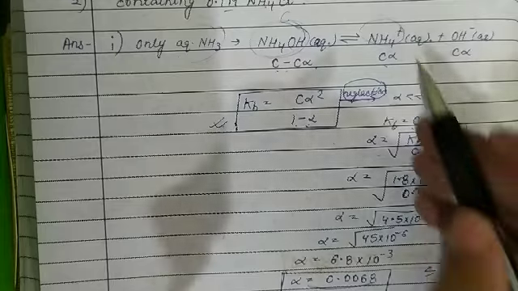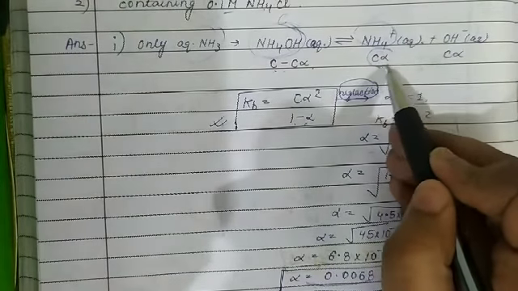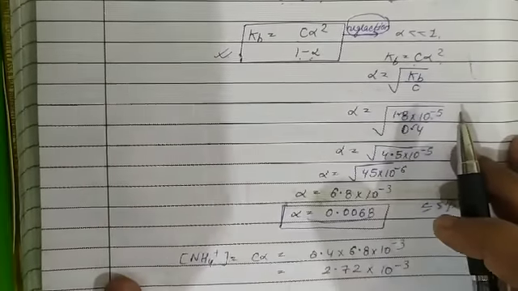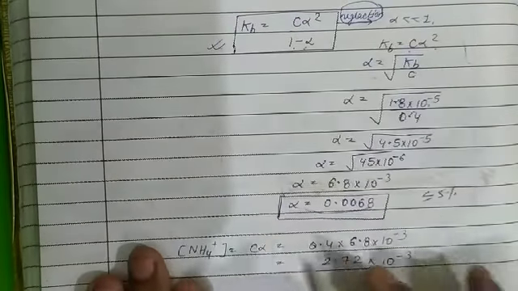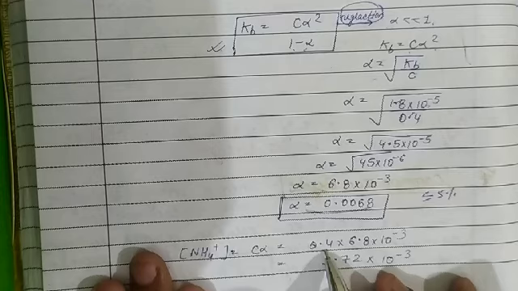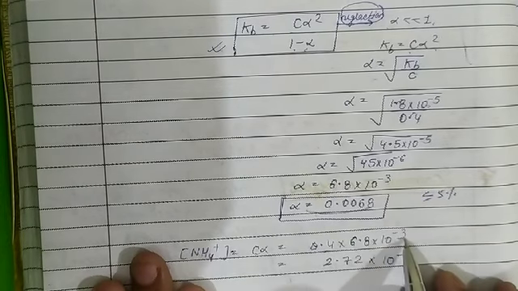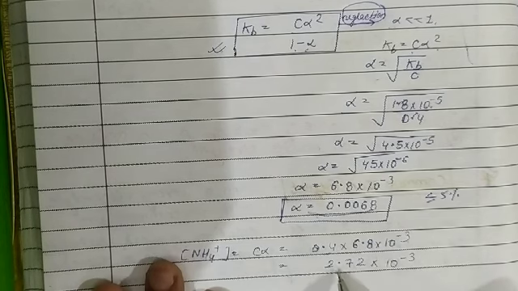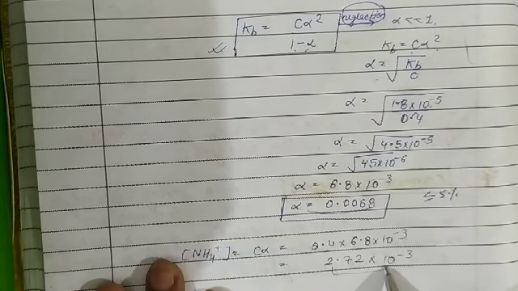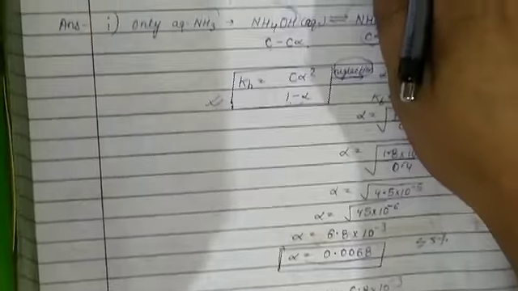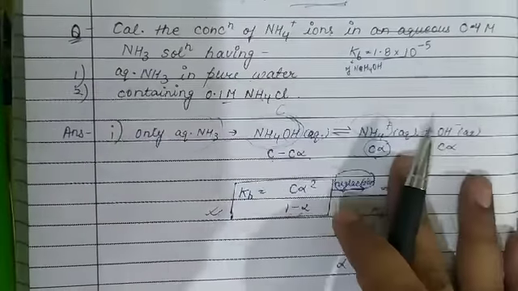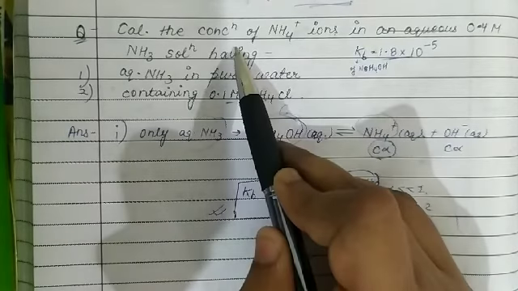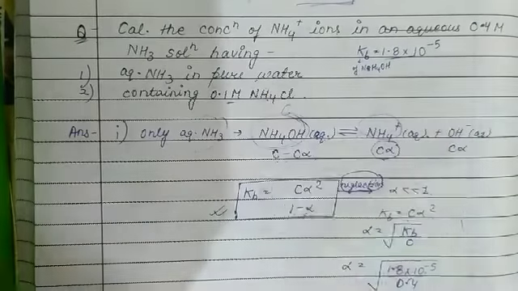At equilibrium, the concentration of NH4 plus ion is C into alpha. C is given in the question as 0.4. Alpha we have calculated as 6.8 into 10 power minus 3. So the concentration of NH4 plus ion is 2.72 into 10 power minus 3. So basically the first part we have solved: the concentration of NH4 plus ion in ammonia solution in pure water.